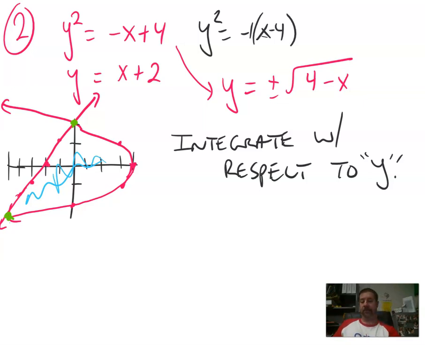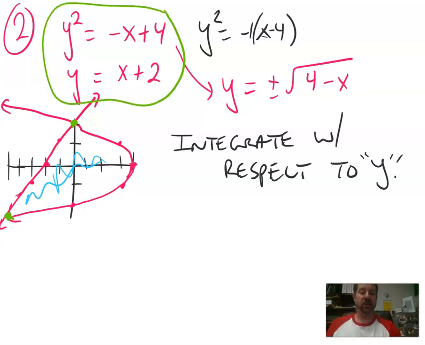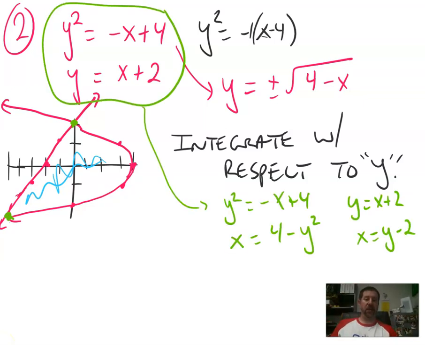When we integrate with respect to y, we want to write both of our functions not in terms of x with a dx, but in terms of y with a dy at the end. So now I've got to rewrite both of these equations in terms of x. I take y squared equals negative x plus 4, add x to the left and subtract y squared to the right, and I got x equals 4 minus y squared.